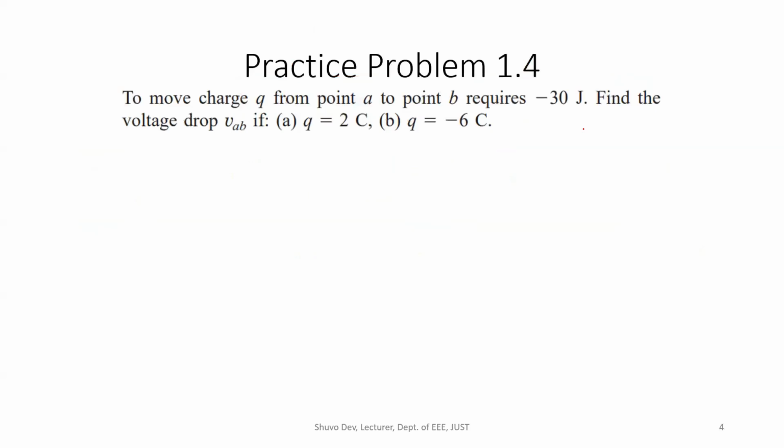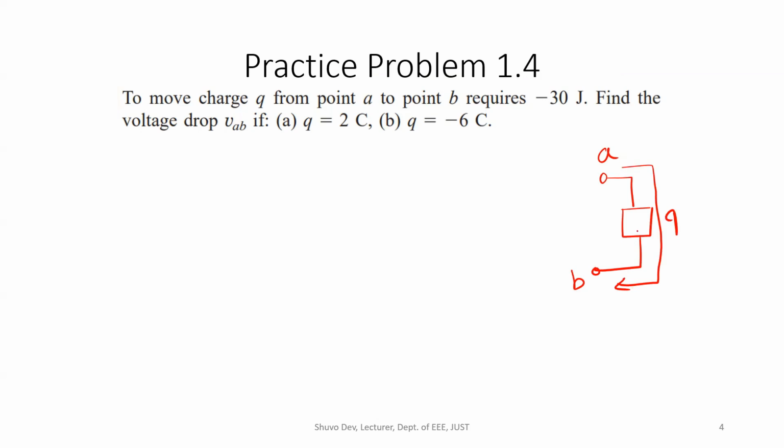Now I am going to the next, and that is practice problem 1.4. The question says to move charge Q from point A to point B requires minus 30 joule. So assume that we have 2 points. Okay, this is point A and point B. We have to move charge Q from point A to point B.